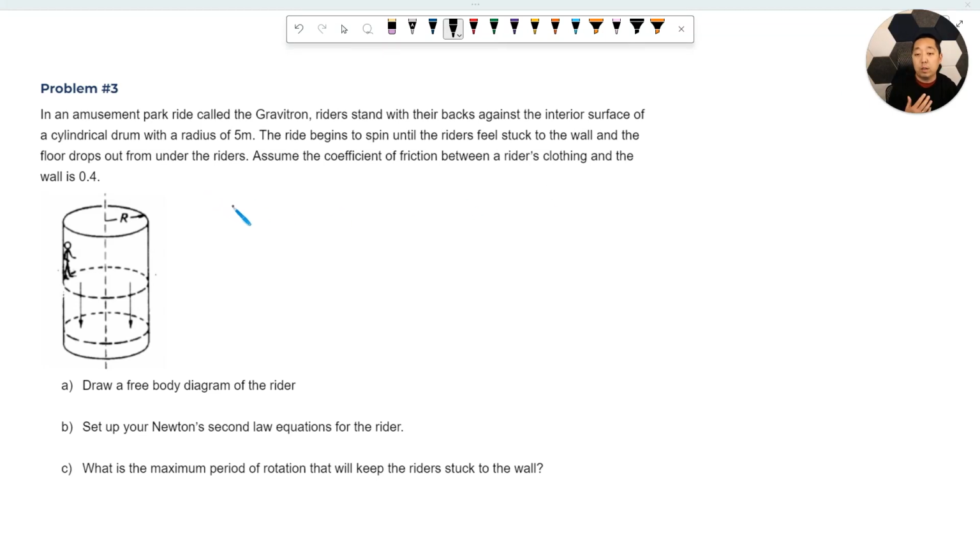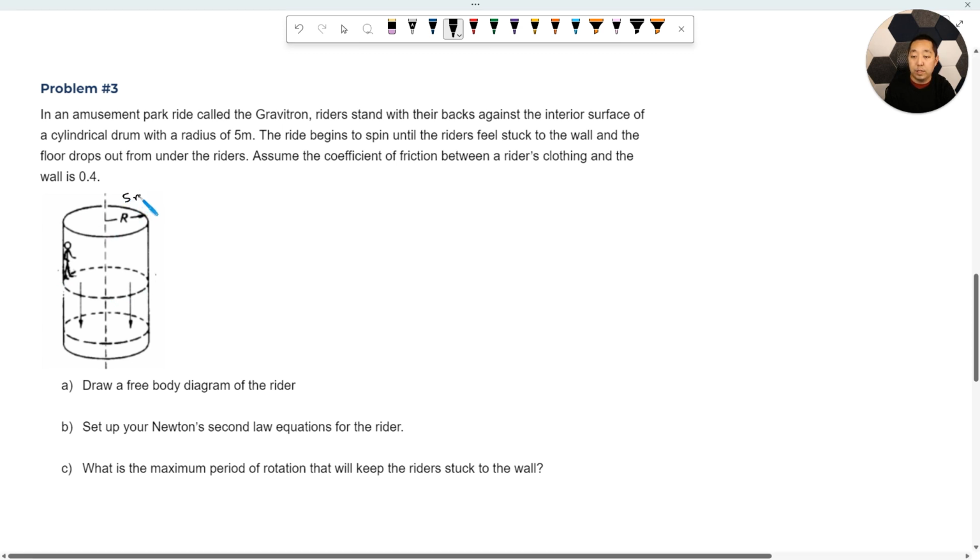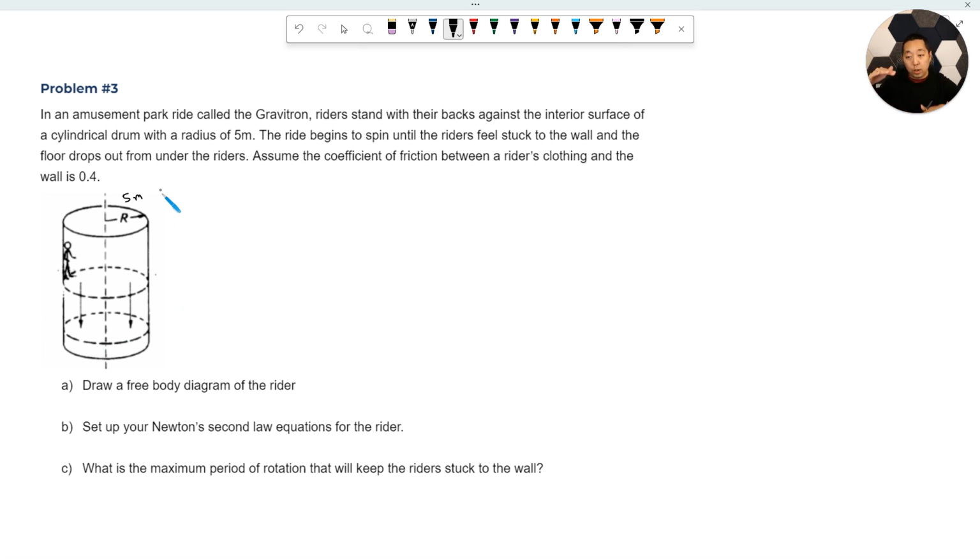Okay, so an amusement park ride called the Gravitron. Riders stand with their backs against the interior surface of a cylindrical drum with a radius of 5 meters. So this is 5 meters here. The ride begins to spin until the riders feel stuck to the wall. The floor drops out from under the riders.